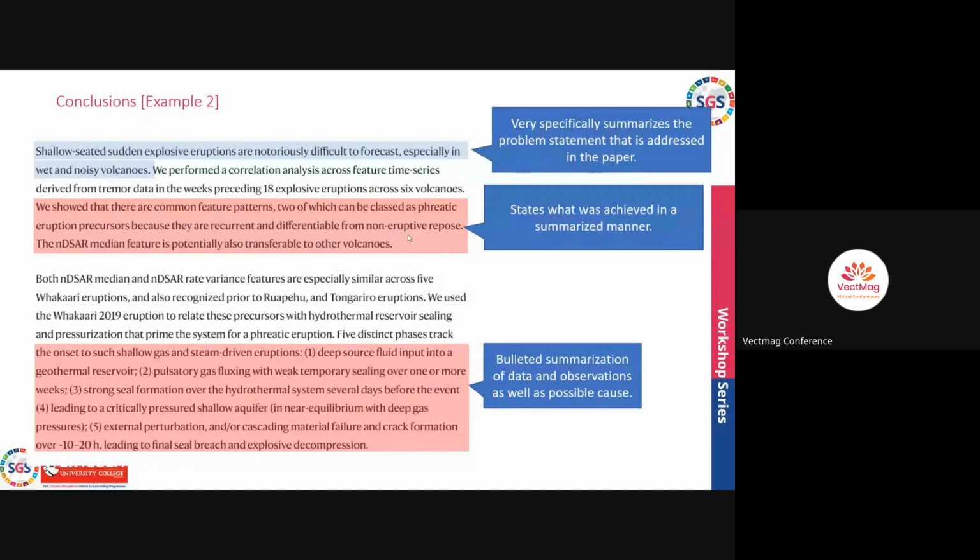Okay, so this is another one from the volcano paper, which I showed you. So that's how they have done summarization. See how they have actually shown that 5 distinct phases of the track of onset happen. So they have 1, 2, 3, 4, 5. So they have shown all the 5 things which they wanted to say.